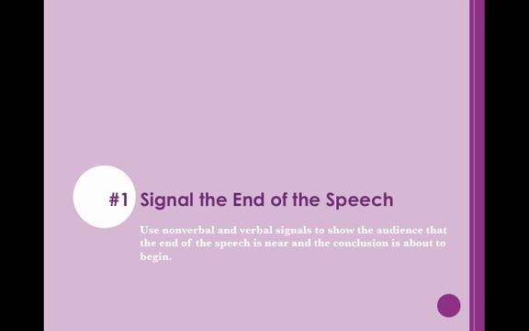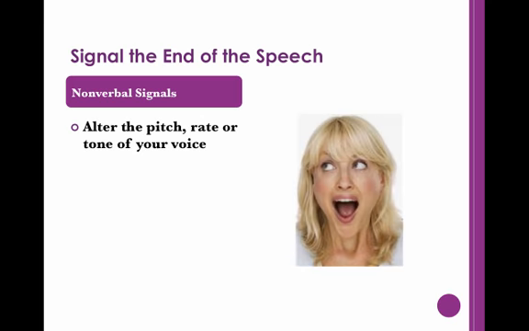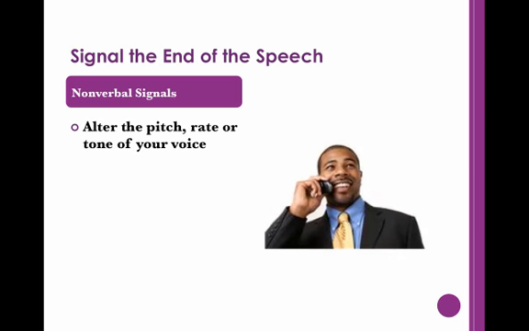Let's take a look at the first function of a conclusion: to signal the end of a speech. Speakers can use nonverbal signals and verbal signals to convey to the listeners that the end of the speech is near and that the conclusion is about to begin. To signal nonverbally that the speech is ending, the speaker may alter her pitch or rate of speech. When you tell a story to your friends over the phone, they can tell when the story is over because your voice signals it. You can use the same technique in your speeches.